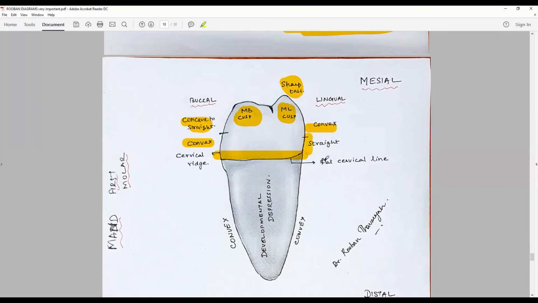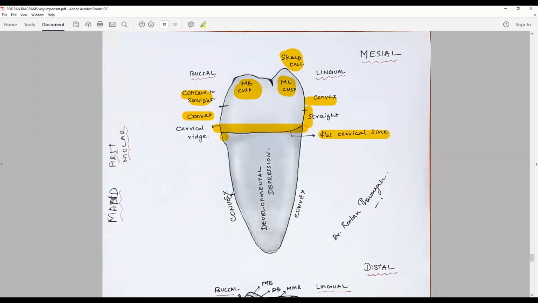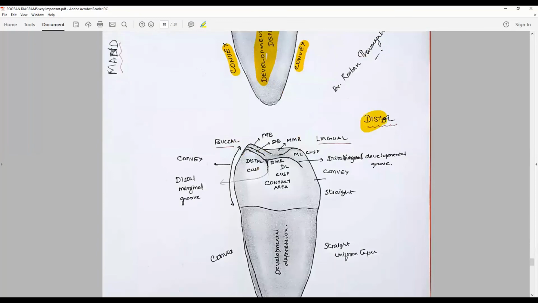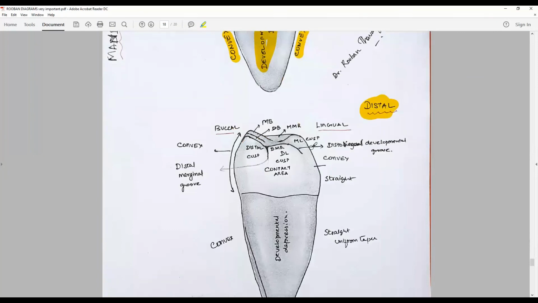The cervical line is flat. The buccal and lingual outline of the mesial root is uniformly convex. The center portion has a developmental depression. Note the prominence of the cervical ridge. The distal surface is more complicated than the mesial surface. We find all the five cusps here, along the buccal surface and lingual surface.